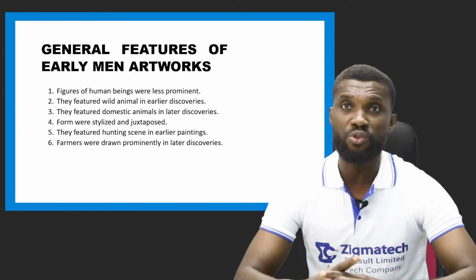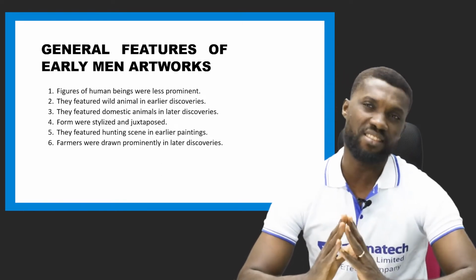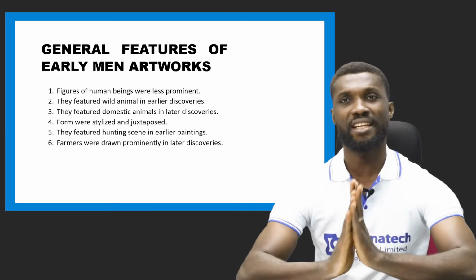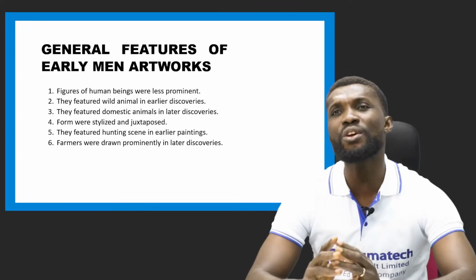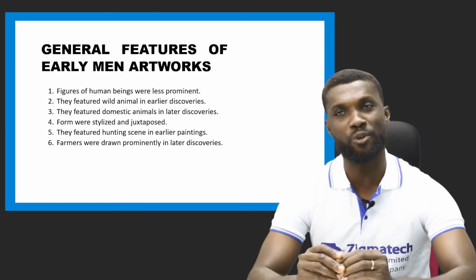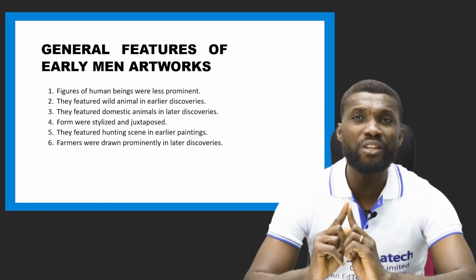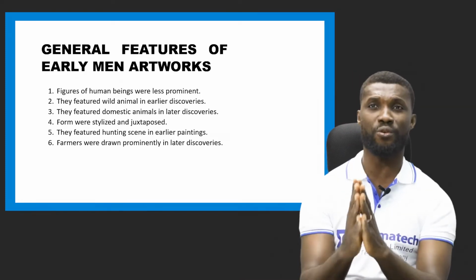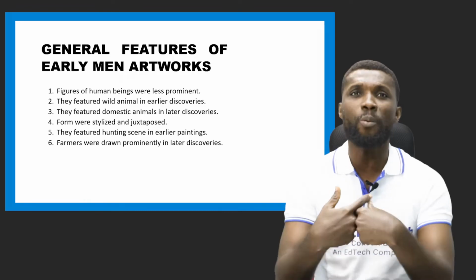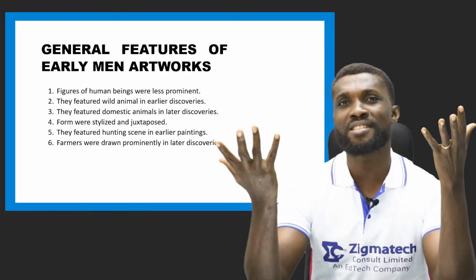Let's look at the general features of the element artwork. I'm going to take six of them. Number 1, the figures of human beings were less prominent in their painting. They did not pay too much attention to drawing human beings.